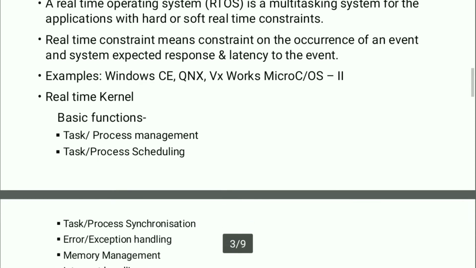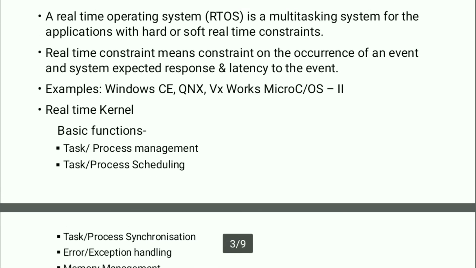The real-time constraint means the constraint on the occurrence of an event and the system's expected response and latency to the event. Okay, so this is in the case of a real-time operating system. In the last portion we will discuss in detail the hard and soft real-time constraints. And now we move on to the examples: Windows CE, QNX, VxWorks, MicroC/OS. All these are examples of an RTOS.